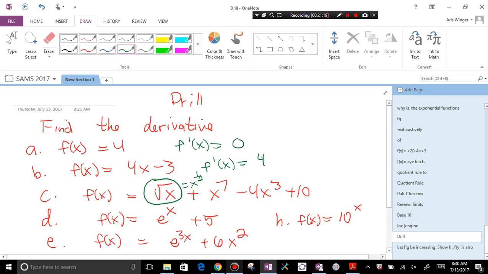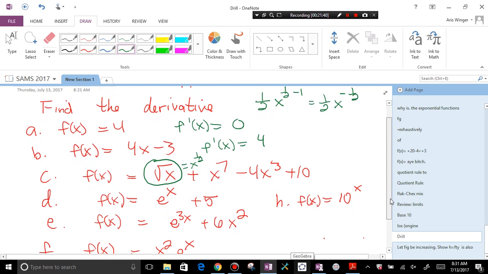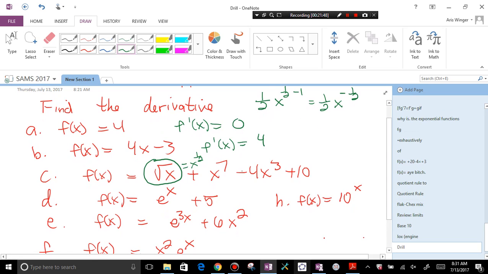The derivative of x to the 1/2 is, you bring the 1/2 in front, and then you subtract 1 from the power. That is the power rule. And you can leave it like that. Is this okay? So then this is 1/2 x to the minus 1/2.